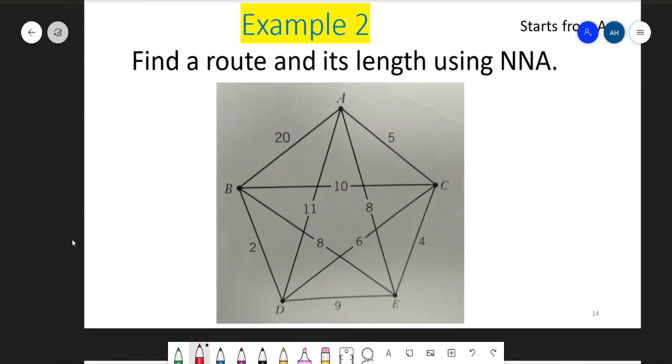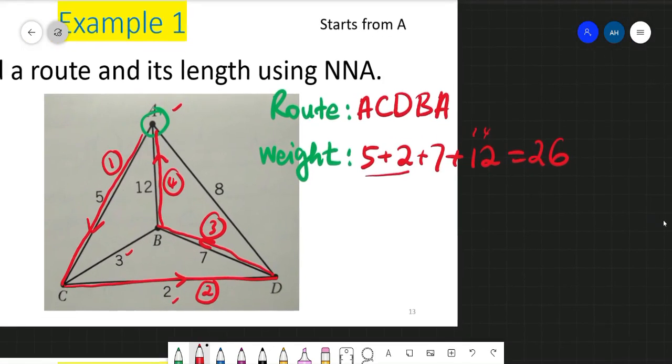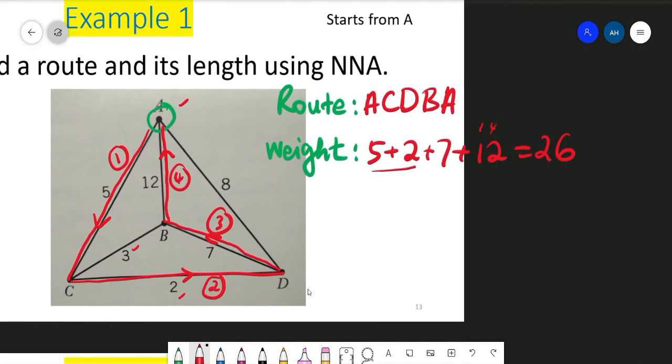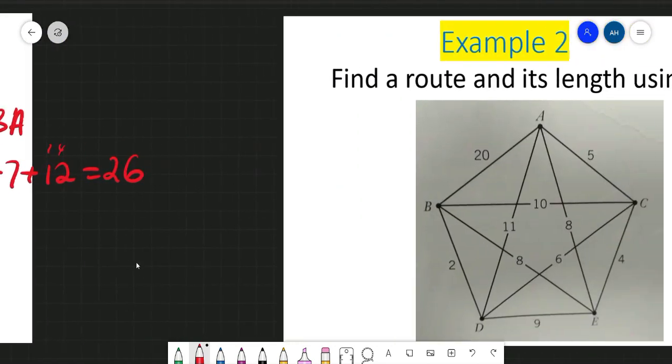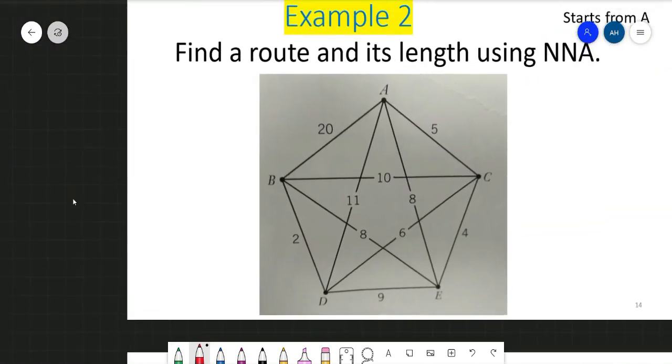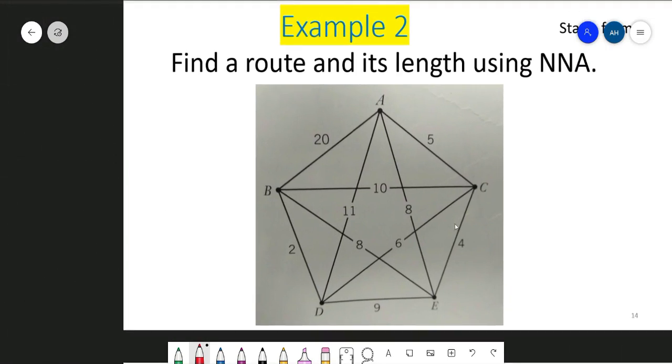Example number 2. This time, how many vertices do we have here? We have 1, 2, 3, 4, 5. The same, that is, we have 5 vertices also, like in this example. In this first example we have 4, but here we increase one more. We are having here 5.